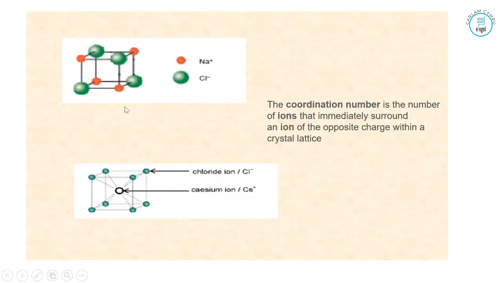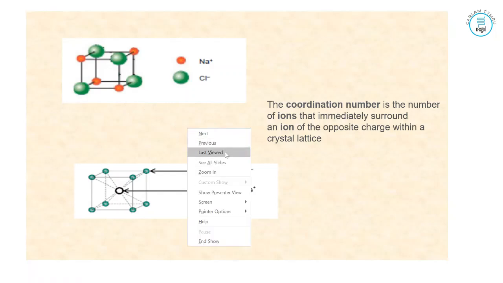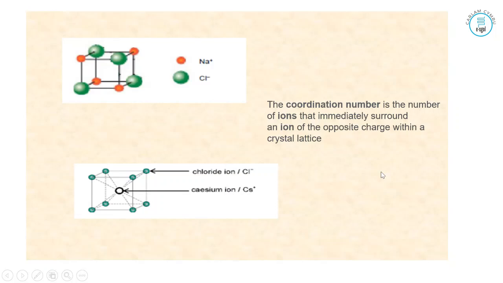And if I just go back, the coordination number of the cesium, you can easily see it's 8:8. So for every cesium ion, there's 8 chloride ions. And for the sodium chloride coordination number, it's 6:6. So you must be able to quote those coordination numbers, and it is actually worth being able to draw those diagrams. So they're not too bad.